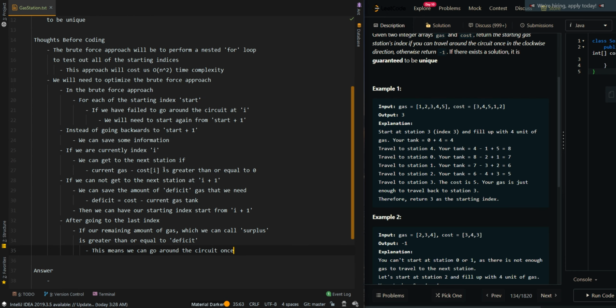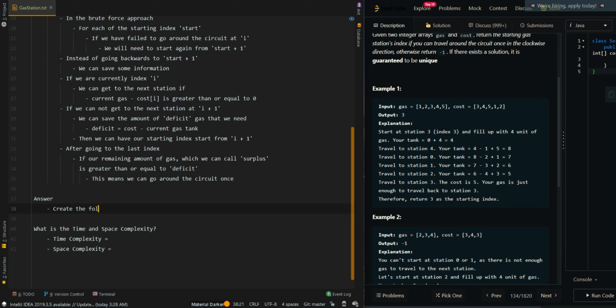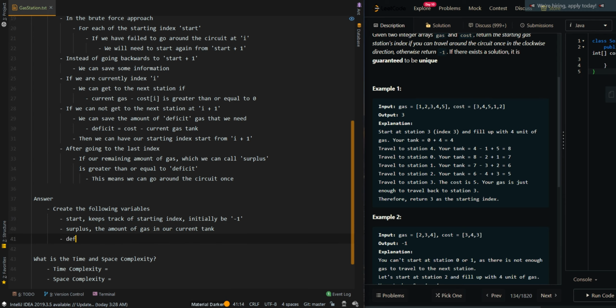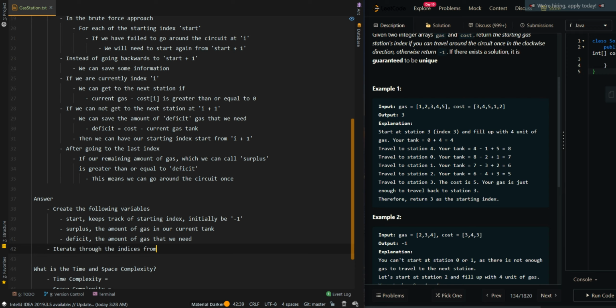Now let's go over the pseudocode. We're going to create the following variables. Our starting index, which keeps track of the starting index, can initially be -1. And then we can have our surplus, which is the amount of gas in our current tank, and also our deficit, the amount of gas that we needed. Then we're going to iterate through the indices of the input array, denoted as i.